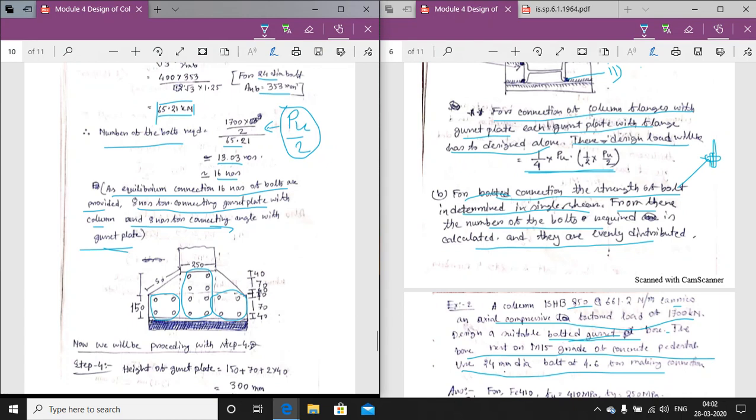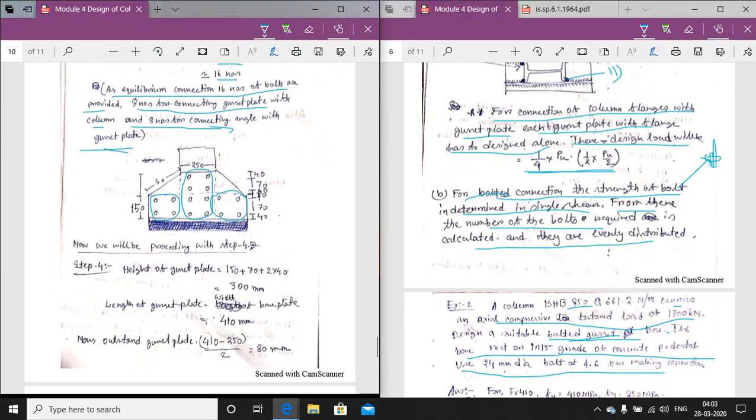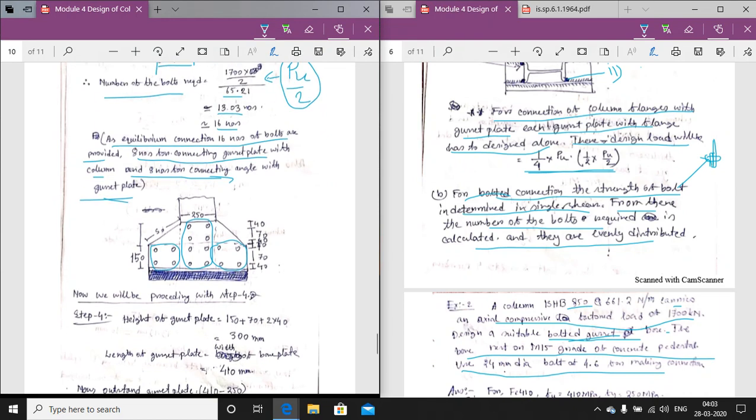If we lower the number of bolts by 1 or 2, we could provide 14 or 15, since it is 13.03. But this type of connection cannot be provided that way, so we have to assume some arrangement like this. So 16 bolts are selected.